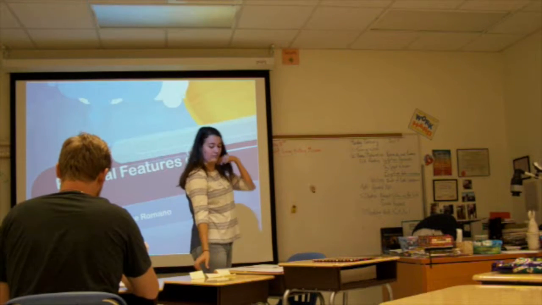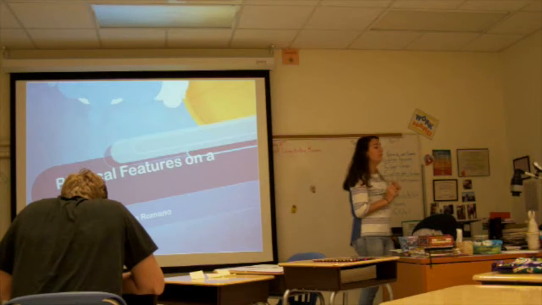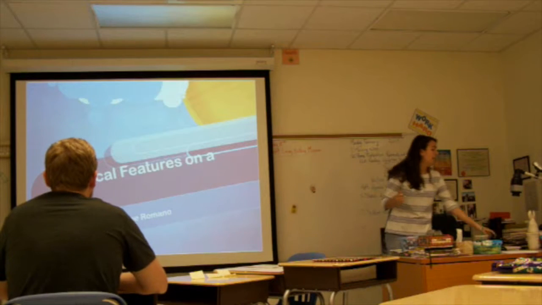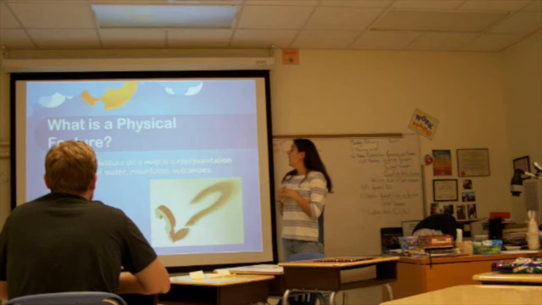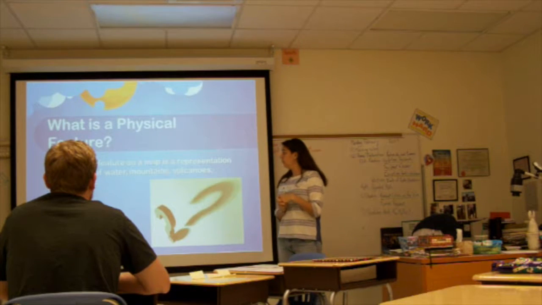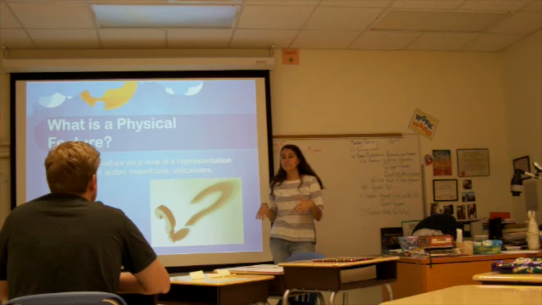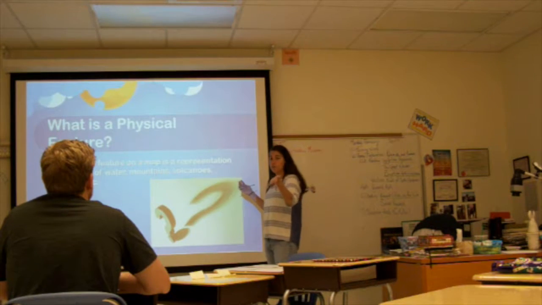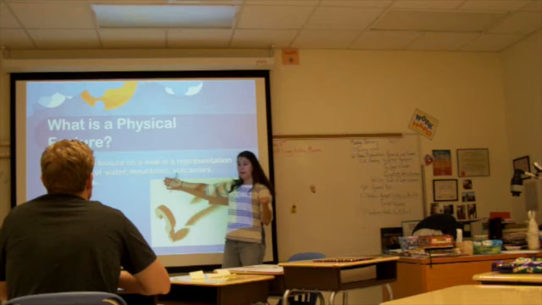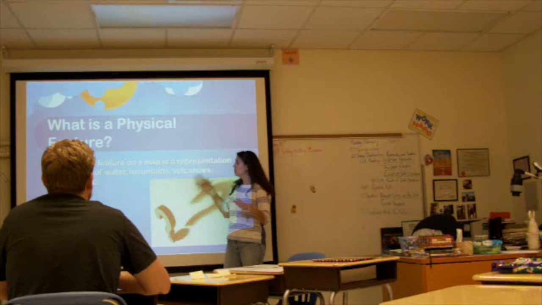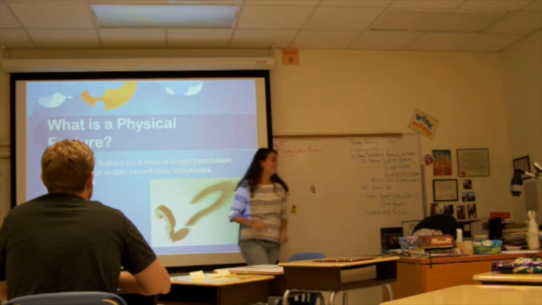Okay. So are we ready to begin? Yes. So, physical features on a map. What is a physical feature, you might ask? A physical feature on a map is a representation of bodies of water, mountains, volcanoes, valleys, etc. So you can see what you guys have said so far. You said an ocean, that's a body of water. You said a mountain, and you said the Grand Canyon. So that was a great answer to my question. Okay.